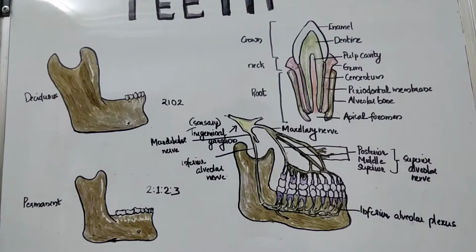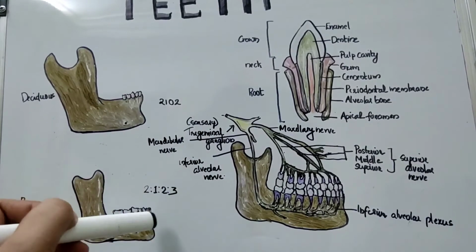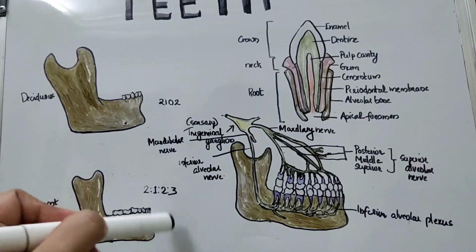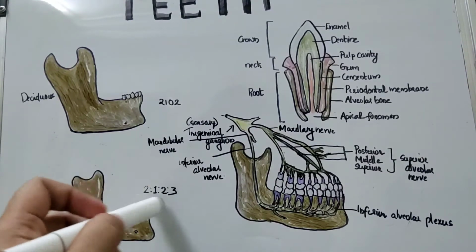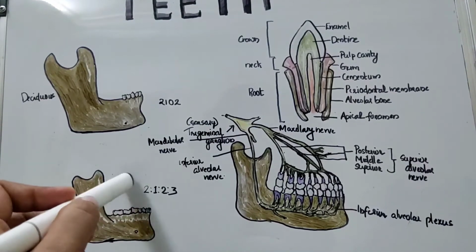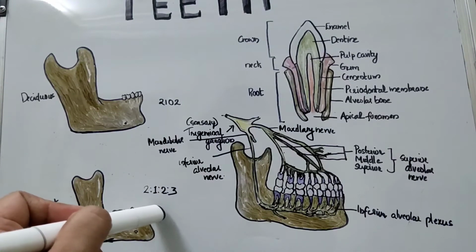So next we will discuss the form and function. Now we will discuss the function of each of these teeth. First are the incisors. Incisors are the teeth which are present in front. In total there are 8 in number, so on one side there are 2. They are also called the cutting teeth.